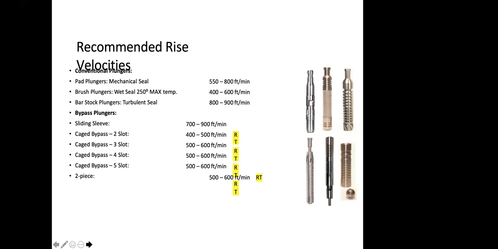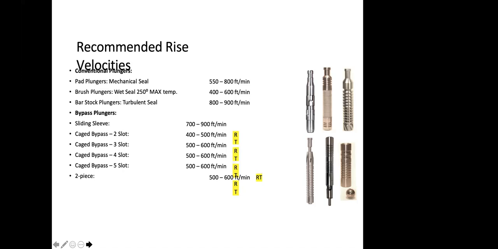And then the bypass plungers. The big thing there is the sliding sleeve is a transitional plunger. You're going to run it from bottom, so again you're looking at a bottom to top trip, 700 to 900 feet a minute. It's just like a bar stock, so the sealing efficiency comes from its speed.